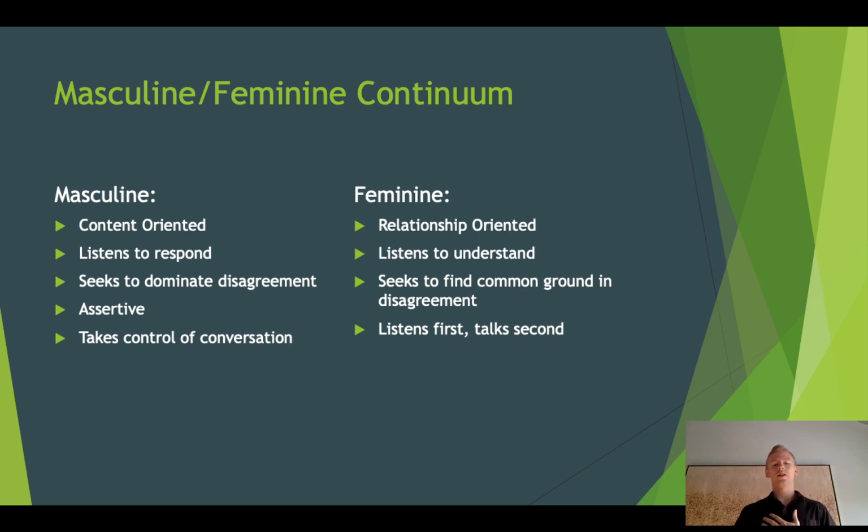Right? So I know when to be content-oriented versus relationship-oriented. I know when to listen to understand versus listen to respond, or ideally do them both simultaneously. I know when to seek to dominate disagreement and be assertive and take control of the situation, and I know when to seek common ground in a disagreement. I know when to listen first and talk second. Right? Because if I know when to do each one of those things, right, I have all the tools to be a successful listener and communicator.